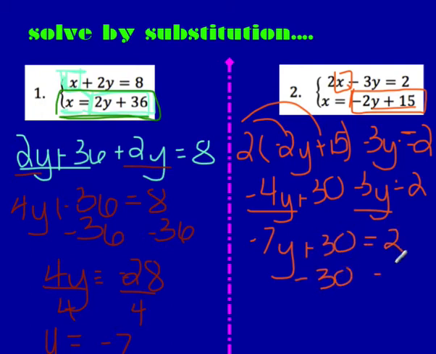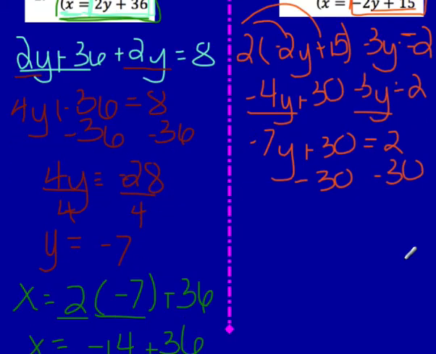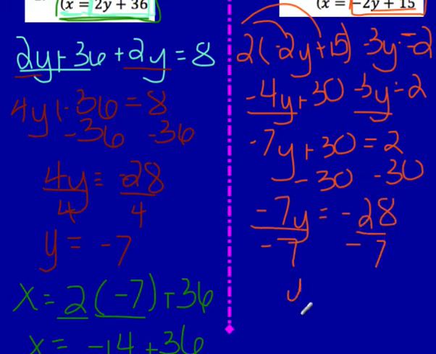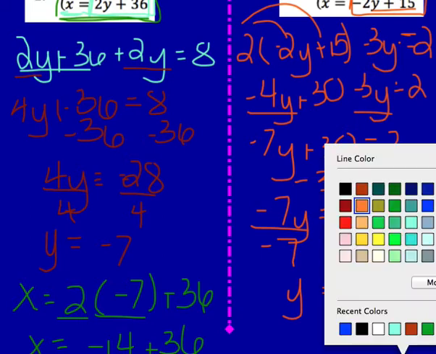Subtract 30 from both sides, and that gives me a negative 7y that's equal to a negative 28. Divide both sides by negative 7. And that's going to give me y is equal to negative negative becomes positive, positive 28 divided by 7 is going to give me 4. So now I know that y is equal to 4.